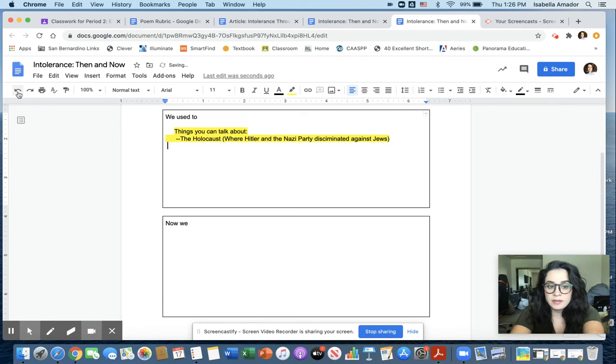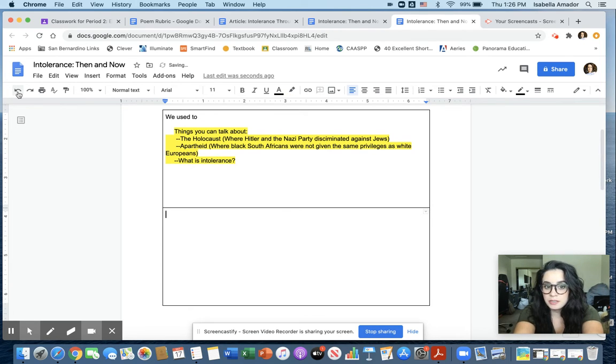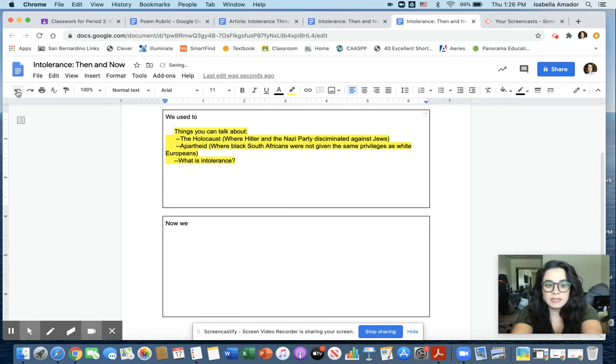We also talked about apartheid, which is in South Africa, where Black South Africans were not given the same privileges as white Europeans. The article also talked about what intolerance is. So what is intolerance? You should probably answer that question. And then how do those 2 events, the Holocaust and apartheid, relate to intolerance?